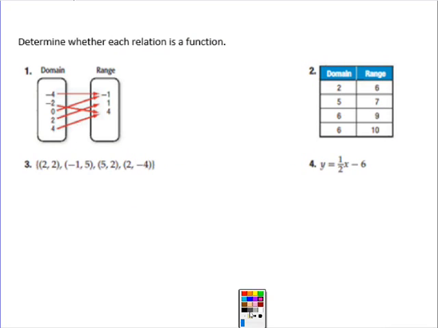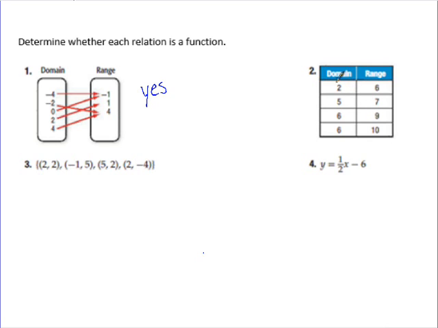Okay, so let's look at some examples. Alright, the first thing we have here is a mapping. And see, -4 only has 1 arrow, -2 only has 1 arrow, 0 only has 1 arrow, 2 only has 1 arrow, and 4 only has 1 arrow. So yes, this is a function because each x value only has 1 arrow pointing to a y value. Now, if you look at the y values, there are 2 arrows pointing to -1, and there are 2 arrows pointing to 4. That is okay. Y values are allowed to be repeated in a function, alright, but x values cannot be repeated.